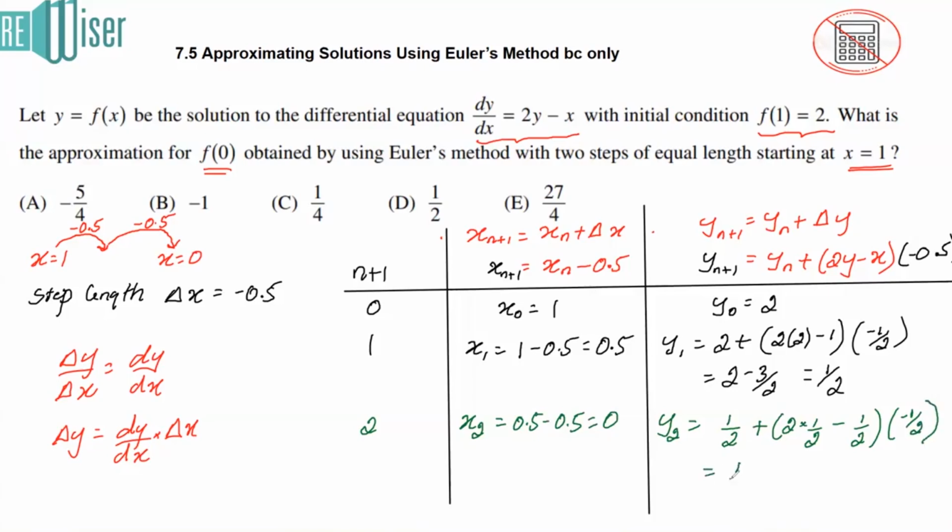So this is nothing but half, and the 2 will get cancelled out. 1 minus half is just half, and half times minus half would be minus 1/4, and half minus 1/4 is just 1/4. So this will be the answer. When x2 is 0, y2 is 1/4, and that exactly matches option C. So that's why option C is the right answer for the sum.